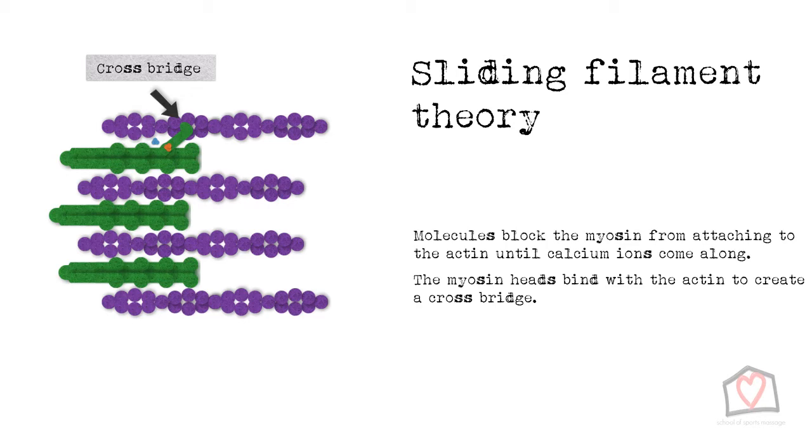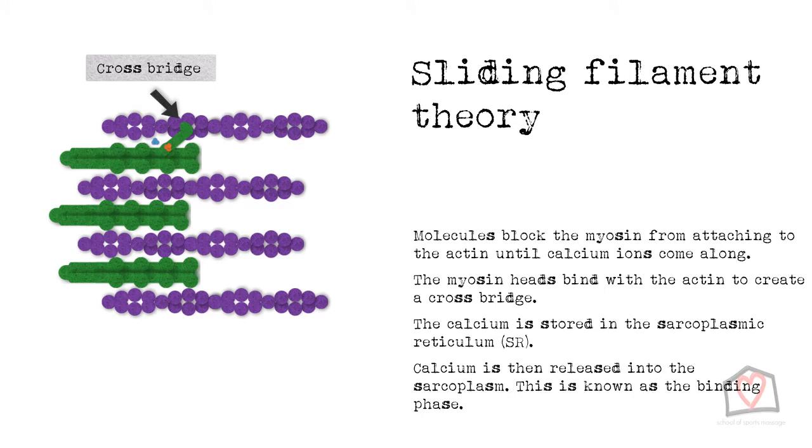The calcium is stored in the sarcoplasmic reticulum, SR, which is found within the structure of the muscle cells. When calcium is released into the fluid surrounding the myosin and actin, this fluid is called sarcoplasm. This is known as the binding phase.